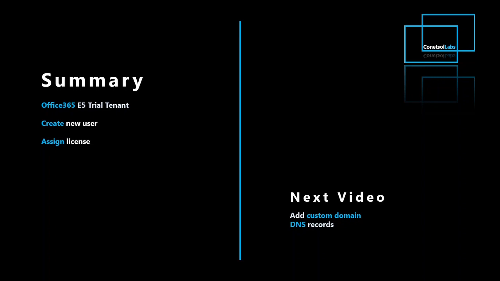Here is the quick summary of what we have learned in this video. We have successfully set up the Office 365 E5 trial tenant, and we have also learned how to create a new user and assign license to user. In the next video, we will learn how we can add our custom domain and how we can add DNS records for Microsoft services like Exchange Online.